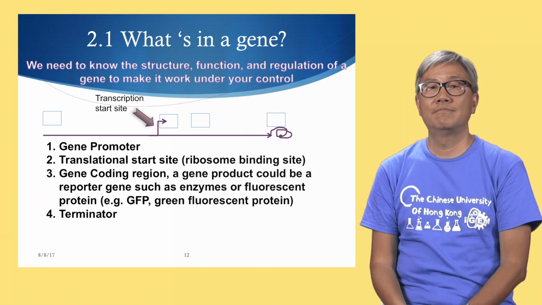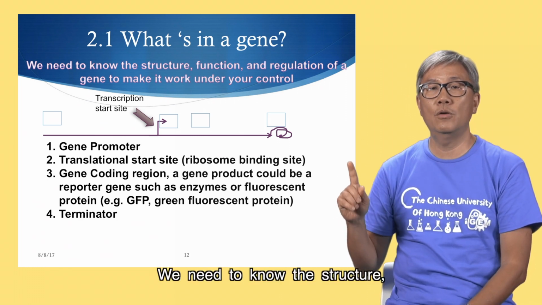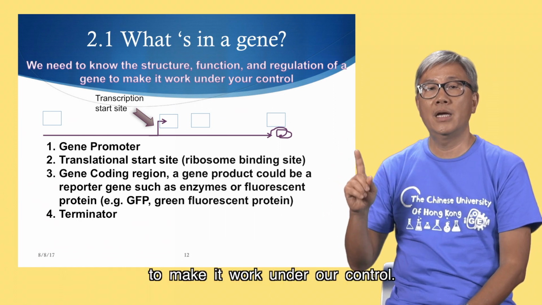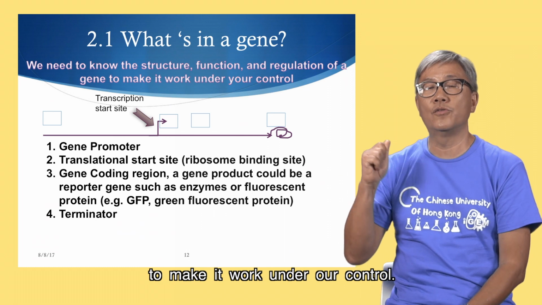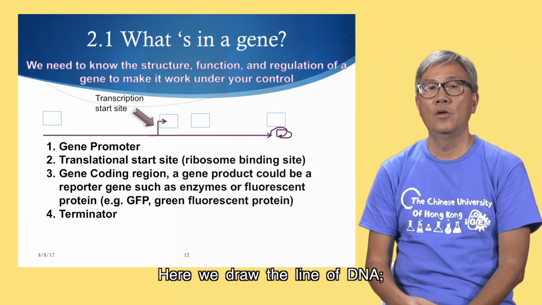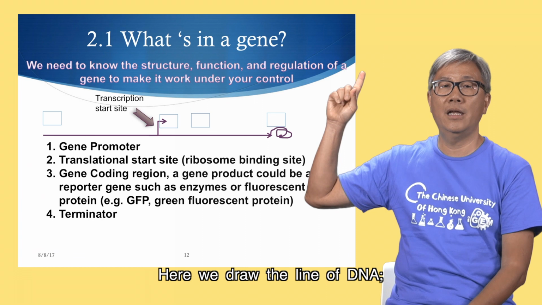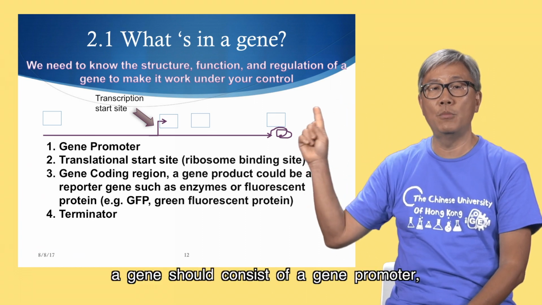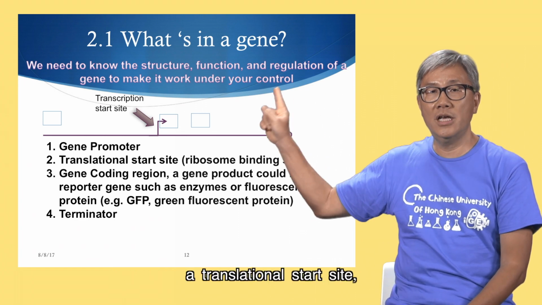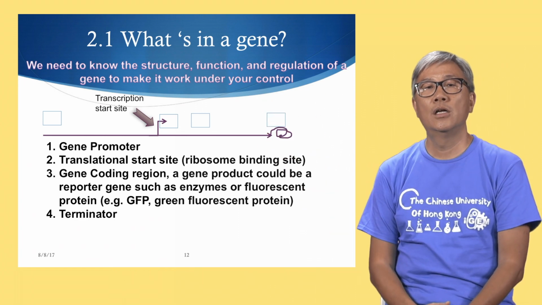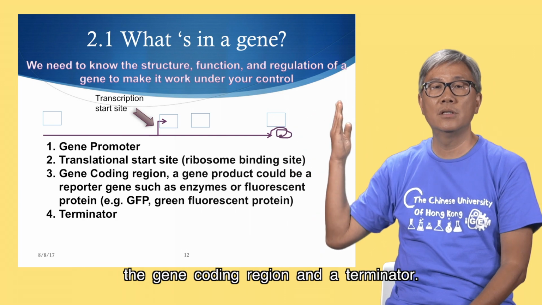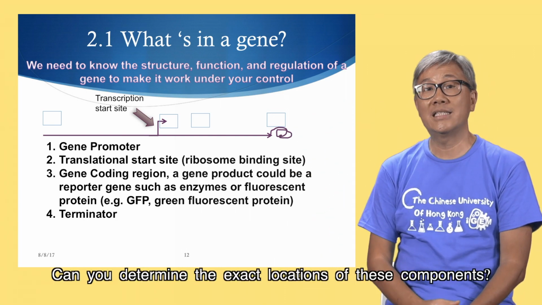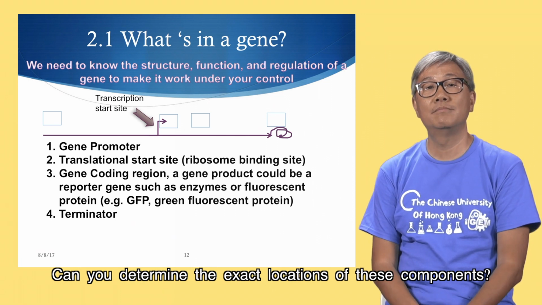What's in a gene? We need to know the structure, function, and regulation of a gene to make it work under our control. Here, we draw the line of DNA. A gene should consist of a gene promoter, a translational start site, the gene coding region, and a terminator. Can you determine the exact locations of these components?